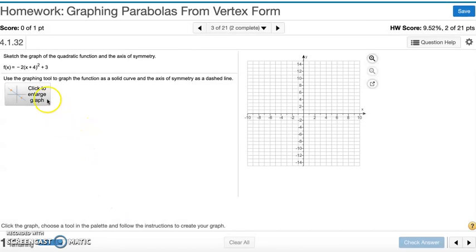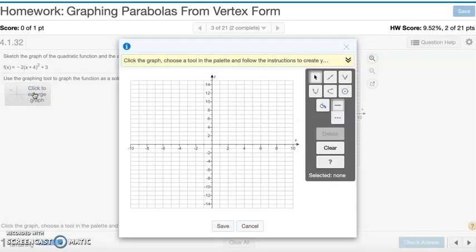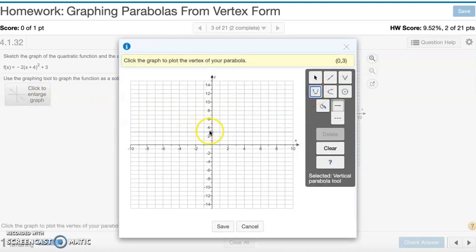Number 3, sketch the graph of the quadratic function and the axis of symmetry. So first thing I'm going to do is click to enlarge this graph. Now I'm going to choose my parabola, and my vertex will be H, K, which is negative 4, positive 3. Remember, change the sign of the x. So negative 4, positive 3.